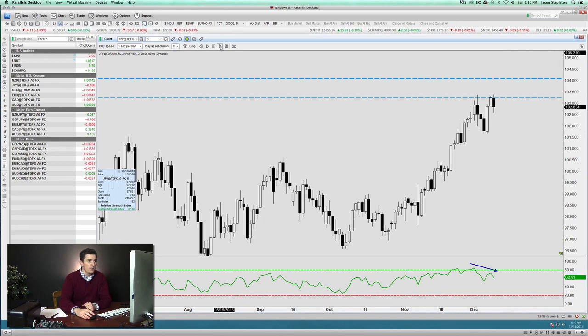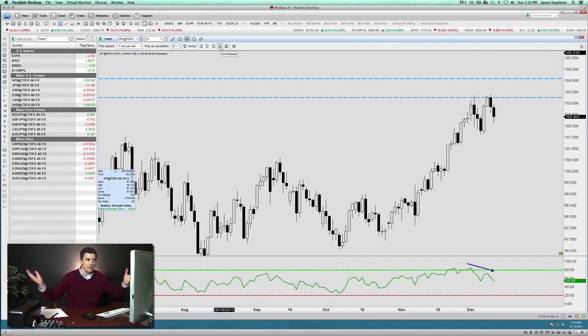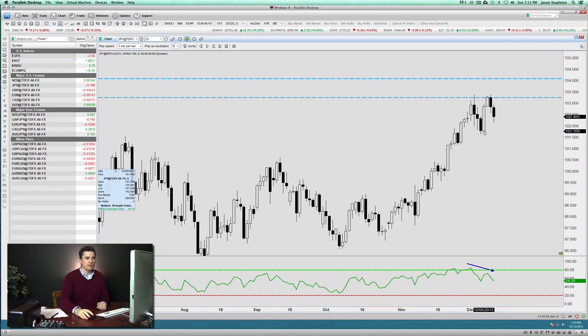I feel like a hero. We get another down day. I'm feeling even better. I'm up 100 pips or so. But remember, I'm looking for a significant reversal here. I want this market to come all the way back down at least to the previous structure level at 101.76, and potentially all the way back down into here at 100. So I'm looking for a significant move here.